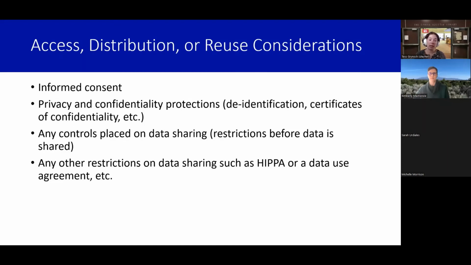What measures will be taken to protect the privacy and confidentiality of participants? So de-identification measures, etc. And will any controls be put in place to access scientific data derived from humans, such as will future data users need approval from the repository to access the data? And are there any restrictions to data such as HIPAA, the Health Insurance Portability and Accountability Act, or data use agreements that you may have signed or need to sign to use data for research?